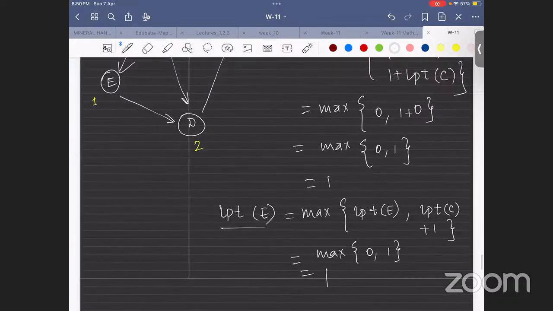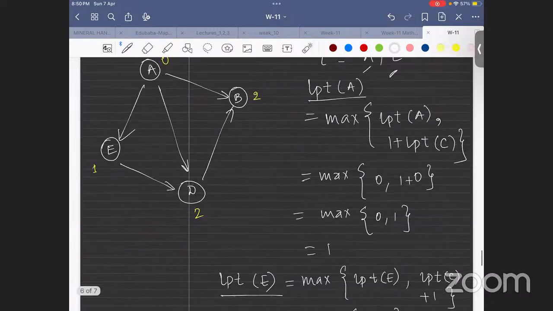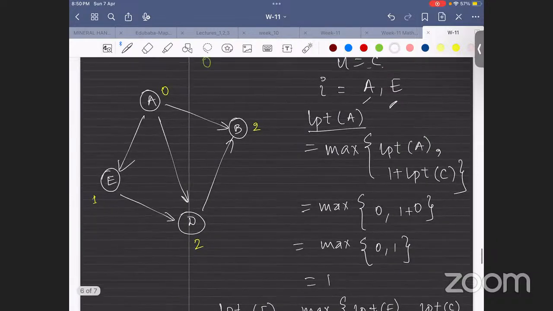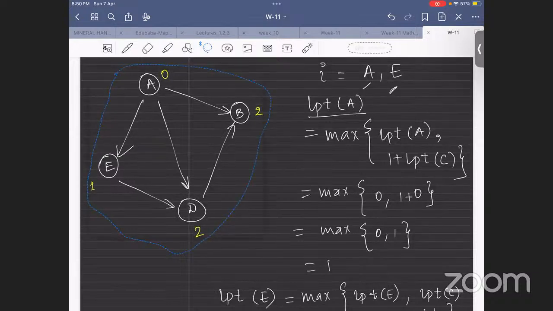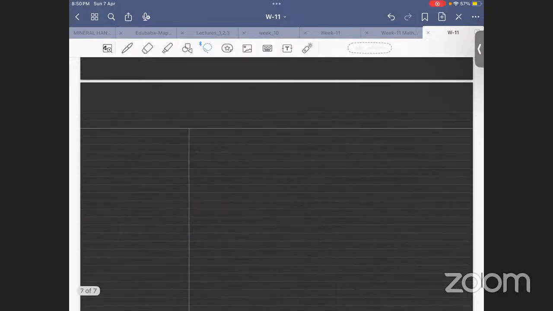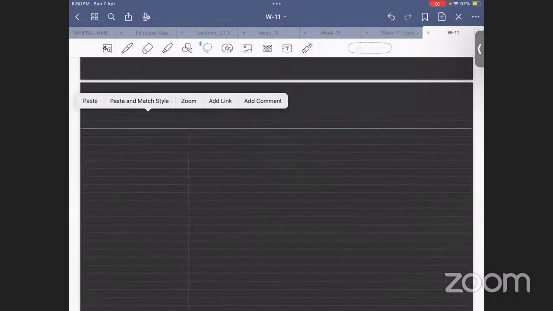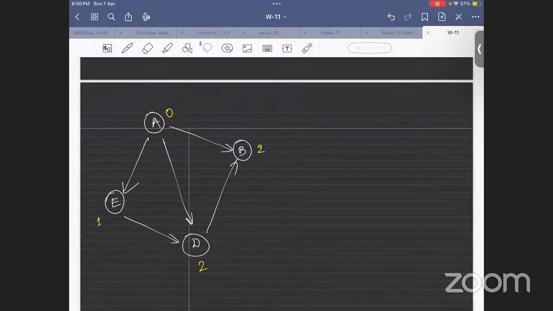So we have updated LPT of E and A. What should be the next thing? Now we have to take this thing. We have removed all those things. Now we have updated the value of A. Now you can see that I'll have to take it again. Now we have done with the first part.